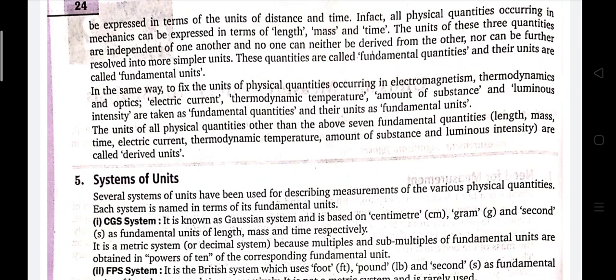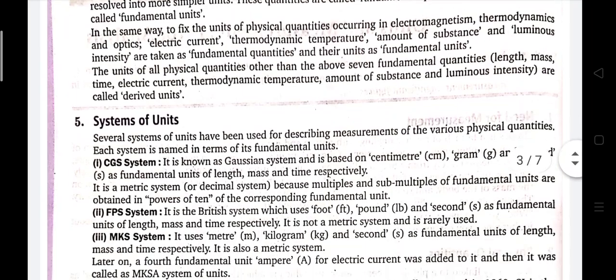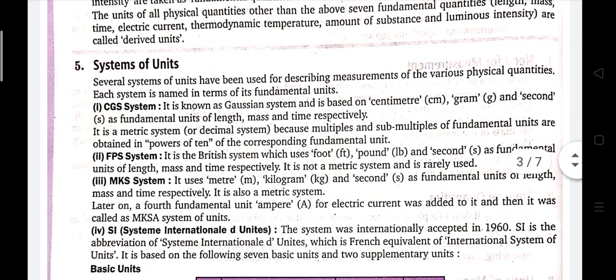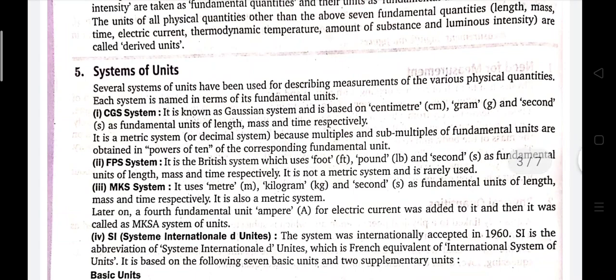Then the third system is MKS system. Again, length, mass, and time have been taken as the fundamental quantities. So M represents meter, K represents kilogram, S represents second. Now there are so many systems.